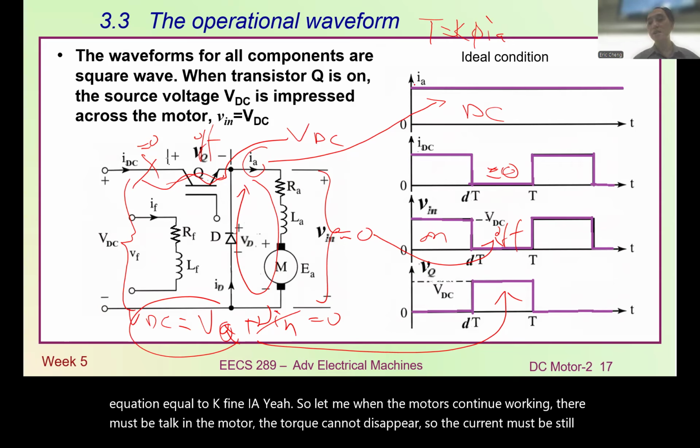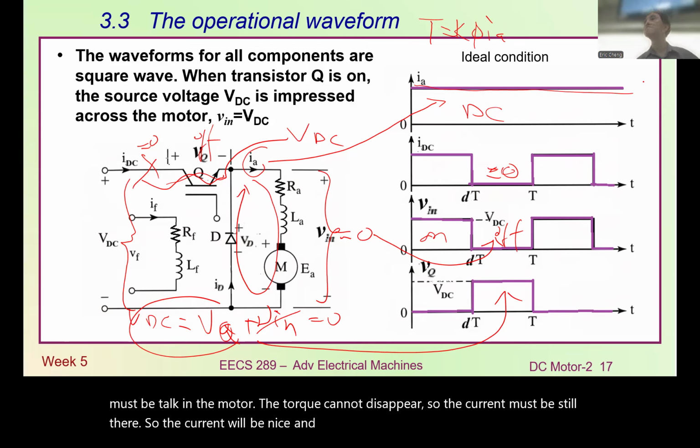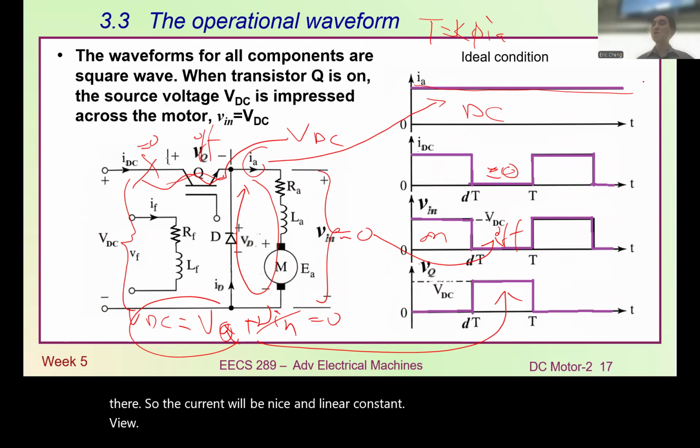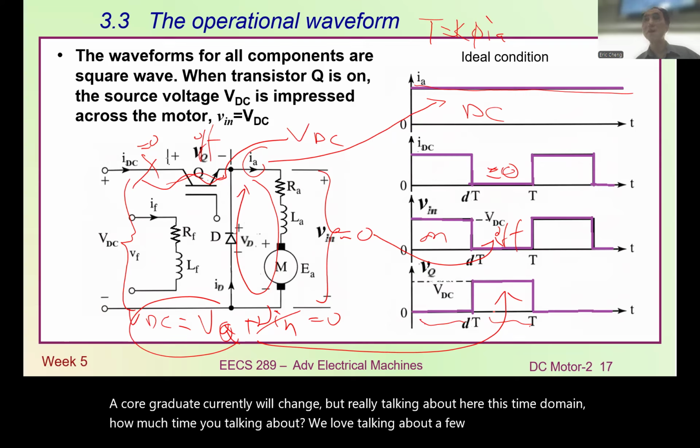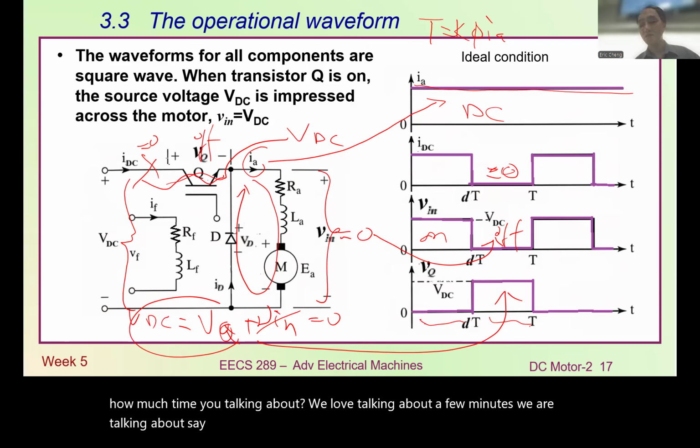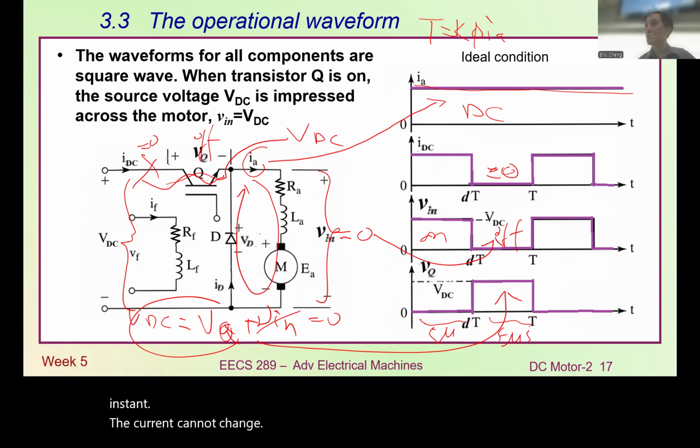So the current will be nice and linear, constant. The current value will not change when we turn it off. Of course, gradually the current will change, but in this time domain, how much time are we talking about? We're not talking about a few minutes. We are talking about, say, 100 kilohertz, which will be 5 microseconds here. So instantly, the current cannot change. That's the domain we're talking about, the switching waveform.